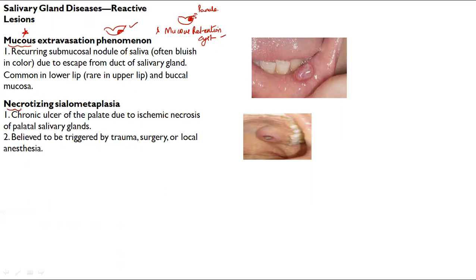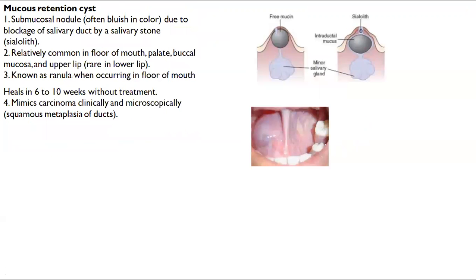Now coming to necrotizing sialometaplasia. Look at this lesion. This looks very similar to squamous cell carcinoma, but it is just mimicking it. This is not carcinogenic. Here there is lack of oxygen and this tissue gets abraded and an ulcer is formed, and it is believed to be due to trauma, surgery, or LA.